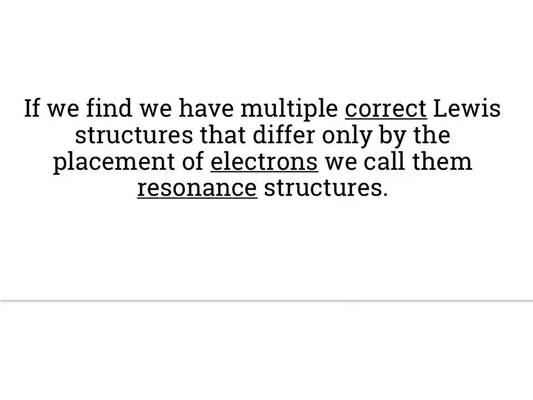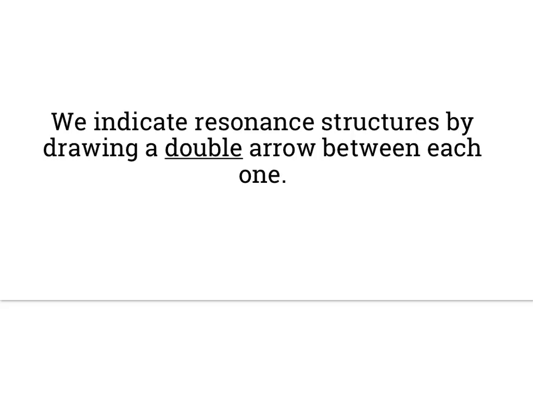So, if we find that we have multiple correct Lewis structures that differ really only by how we placed our electrons, we can call them resonance structures. So back to that carbonate, when we could have picked any of the different oxygens, basically each structure that we used, if we put the bond on a different oxygen, we would have called a resonance structure. And we indicate resonance structures by drawing a double arrow between each one. That shows that basically these are all equivalent, if you will.